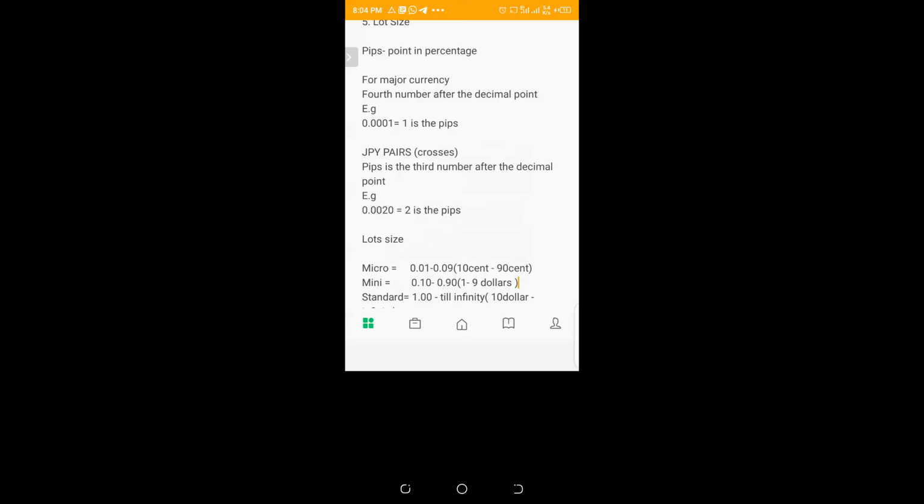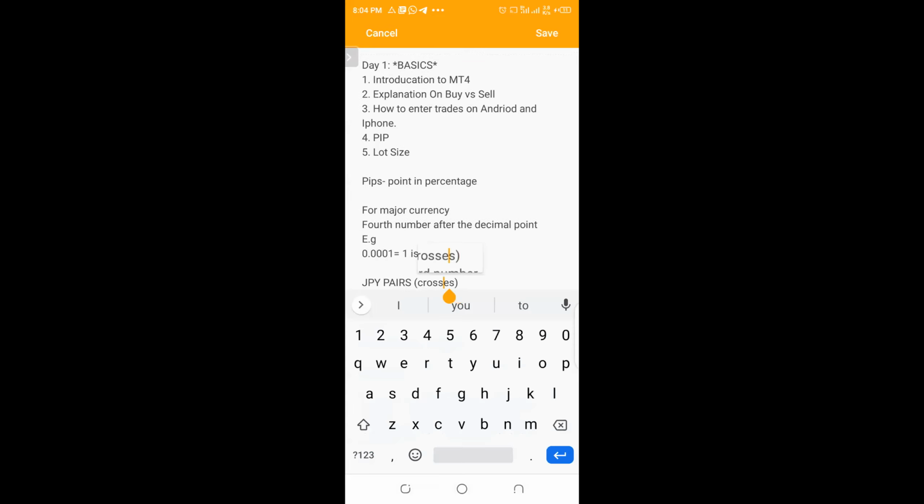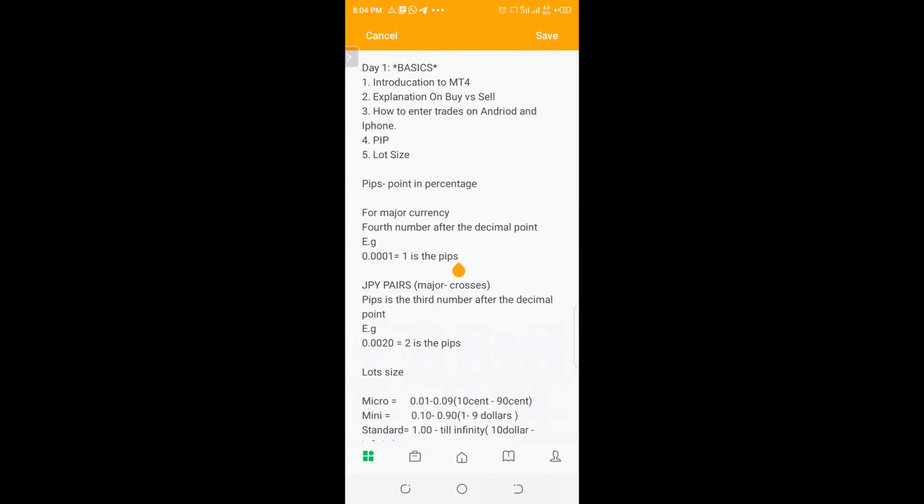So do you know what you're going to do for me? Take a screenshot of what I have here. This is really going to help you. Don't let me confuse you. JPY is also a major pair, but it is under the major. It is called major crosses. So now take a screenshot of this so you can look at it after.